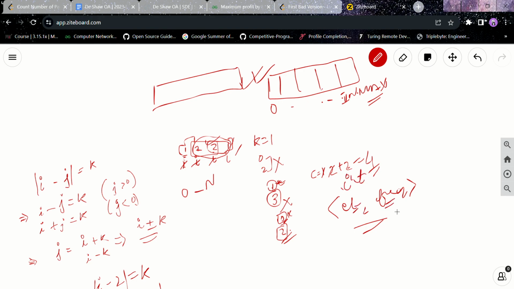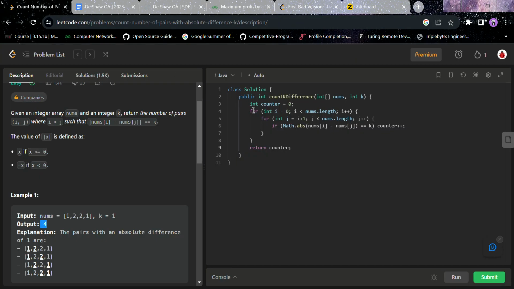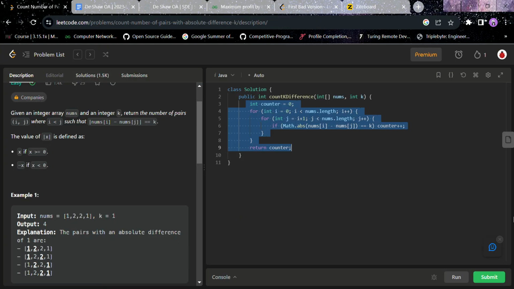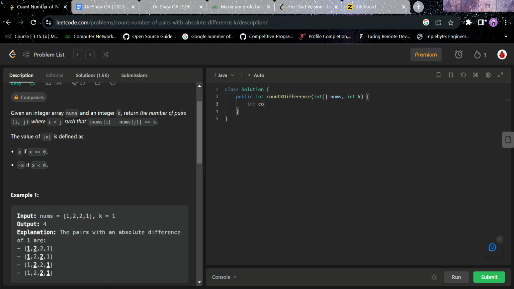Element and frequency are both of integer types. Okay, now let's check what we are doing. First of all, we have a counter and a map. So we'll have counter equals to 0, and we'll have a map of integer, integer, map equals to new HashMap.